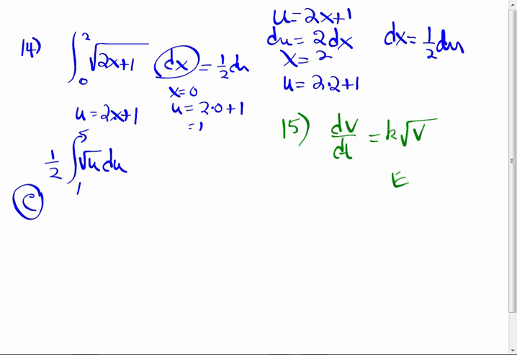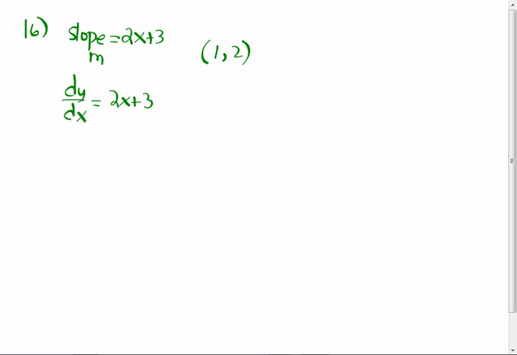Sixteen's a good one. 16 says a curve has a slope 2x plus 3. Now, it didn't say it was a line. So this is dy/dx equals 2x plus 3. And it's going to go through the point (1, 2). So it's a differential equation, so guess what we do? Solve for dy. So dy equals (2x plus 3) times dx.